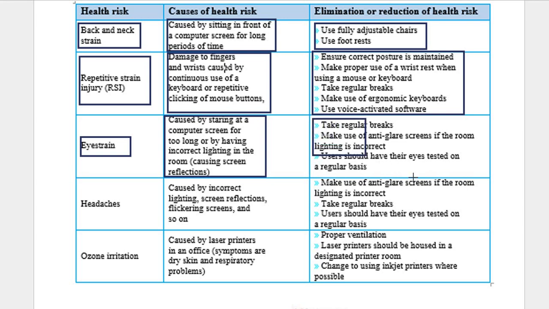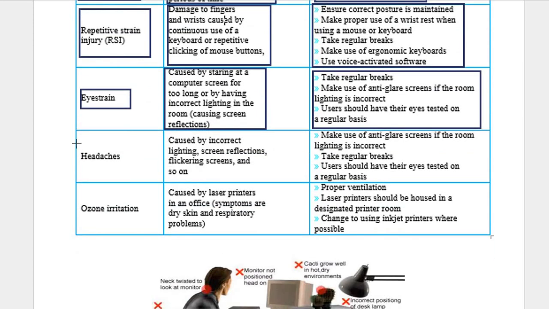What we can do to stop it, again, we can take some regular breaks. It means that when we are working, stop working for a while, take a rest, and then continue working. Or we can use anti-glare screens if the lighting is not correct. Anti-glare screens help to have a correct type of light, or let's say reflection, of your screen. And also, we can have an eye test regularly to be sure that our eyes are working fine and we are not going to have any problem in our eyes.